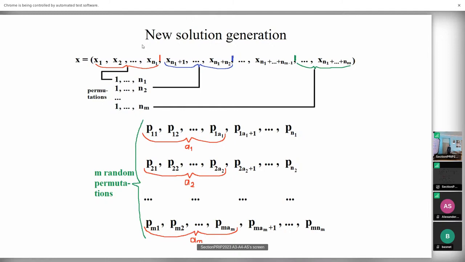The length of each permutation is equal to the amount of parameters in each group. Then we choose A1, A2, and so on, AM parameters, which are parameters of the algorithm. The A1, A2, through AM parameters of each permutation determine the indices of changing parameters in each group.